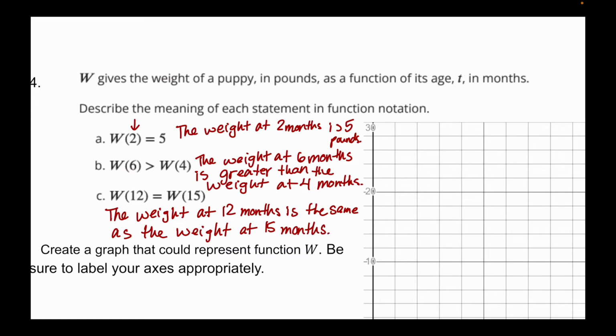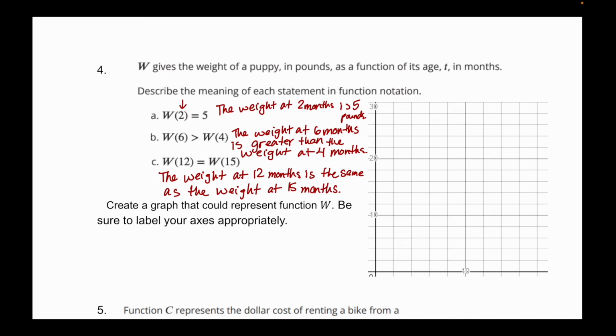Okay, so now we want to create a graph that could represent this function and to label our axes appropriately. So I am going to say that time is our input because that is what is inside our parentheses here. So that is months. And then pounds would be the label I would put on the side here. Okay, the weight at 2 months is 5 pounds.